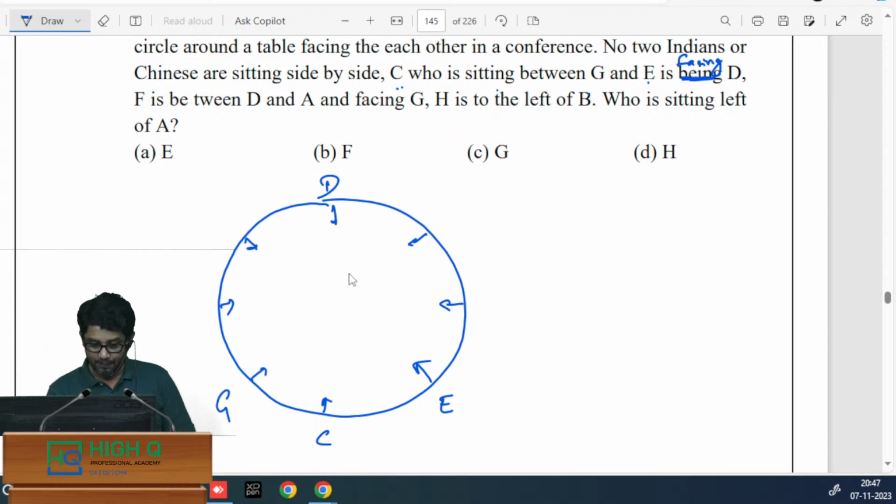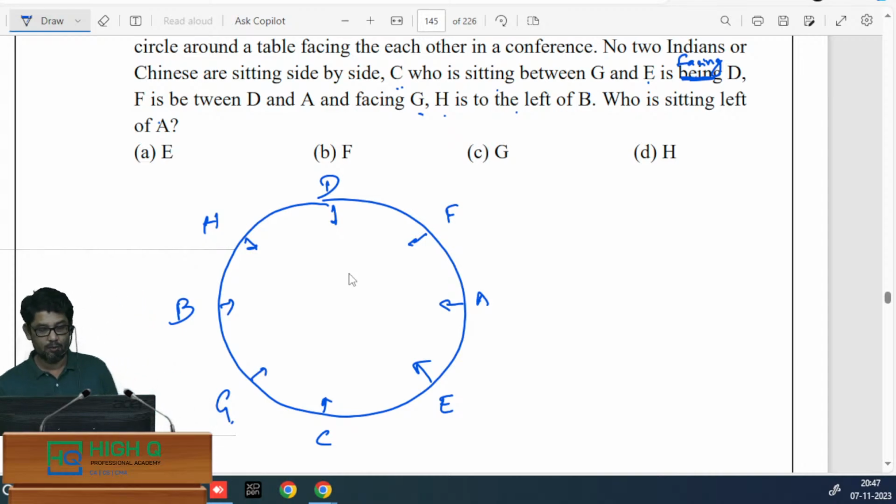Next. F is between D and A. F is between D and A. For example, F is here, A is here. And facing G. Who is facing G, my dear? F is facing G. I think it's correct only. H is to the left of B. H is to the left of B. That means H is here, B is here. I think everything is perfect now. Am I right, my dear? Is that right?